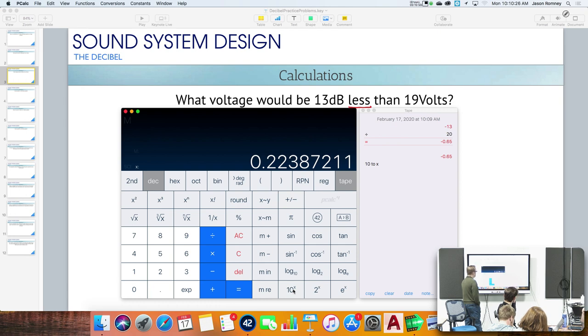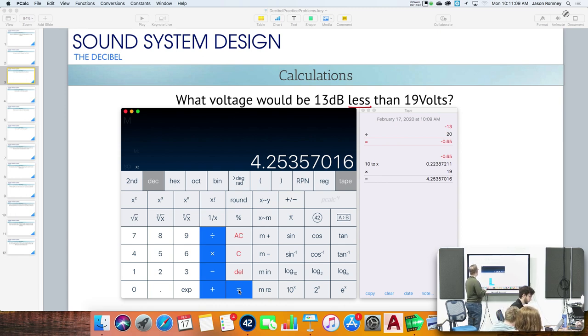So I can take any amount of volts, multiply it by this number, and I will get a number of volts that is 13 dB less. Okay, in this case, I want to know what is 13 dB less than 19 volts. So I would take this number, multiply it by 19 volts, or take 19 volts, multiply by this number. So times 19, and I get 4.25. So that is 4.25 volts. So what this means is 4.25 volts is 13 dB less than 19 volts.